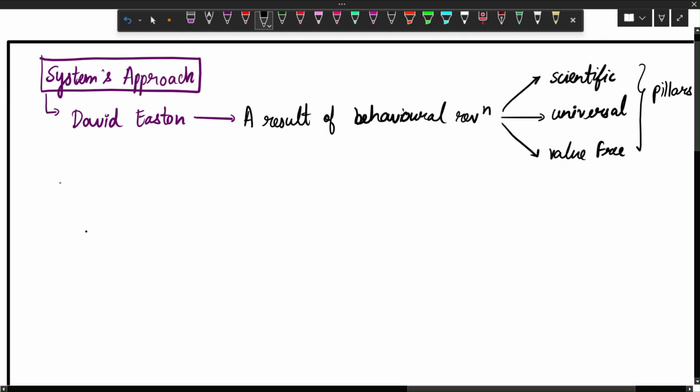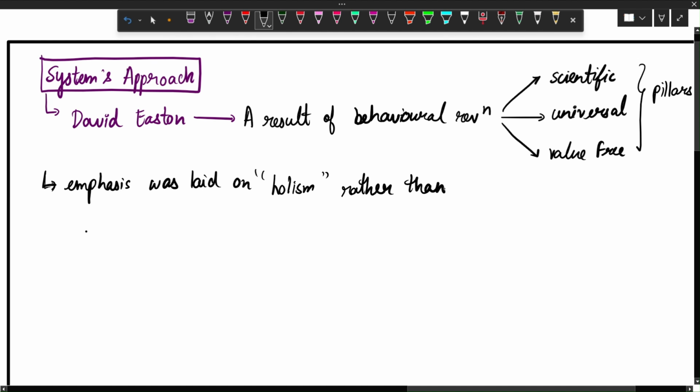Emphasis in this approach was laid on holism rather than reductionism.